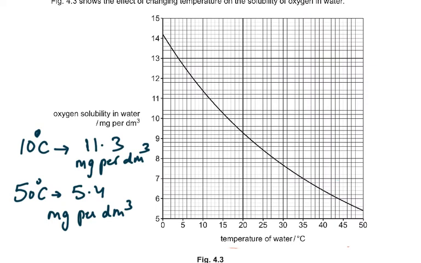Now, a data code for the temperature would be any two temperatures. You could have said 5 and 50, you could have 5 and 45, you could have 10 and 40. So two data points, but the important thing is that you must give me the units. Here the unit was degrees Celsius and here the unit was milligram per dm cube. So at 10 degrees Celsius, 11.3 milligram per dm cube, at 50 degrees Celsius, 5.4 milligram per dm cube. So you must read off very correctly from the graph and give me a data code. This means a data code from any one of these would have got you 1 mark, either from the pH one or from the temperature one.